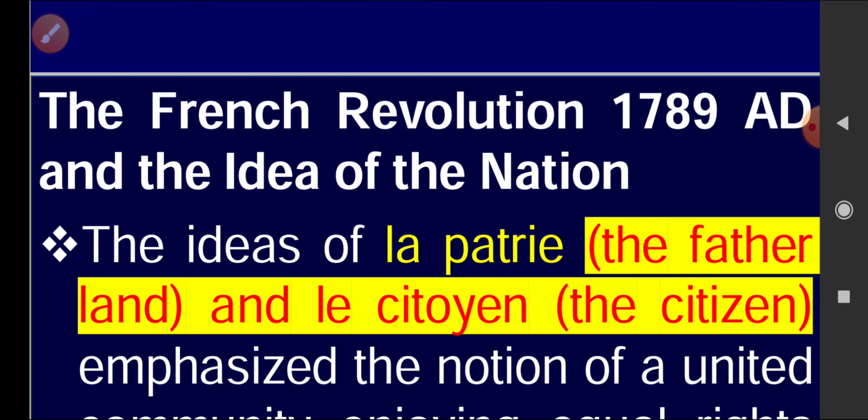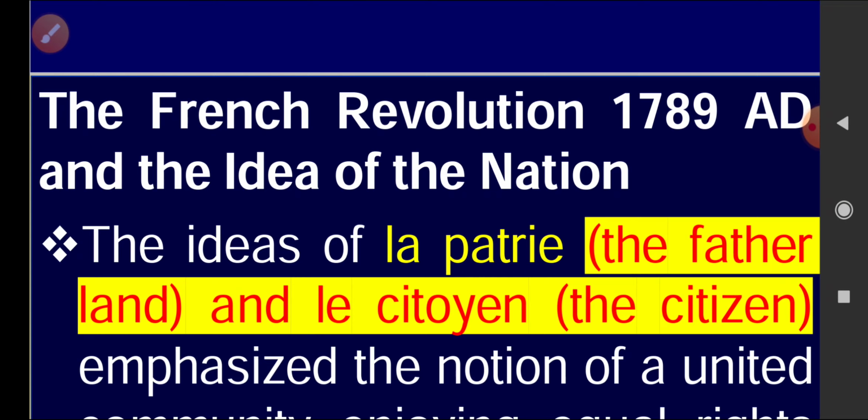Coming to our next slide, which is on the screen now, the French Revolution and the idea of nation. First of all, we have to understand about the French Revolution. In class 9th also there was a chapter on the French Revolution, the first chapter in history, that a revolution took place in France in 1789, which brought these ideas of liberty, equality and fraternity.